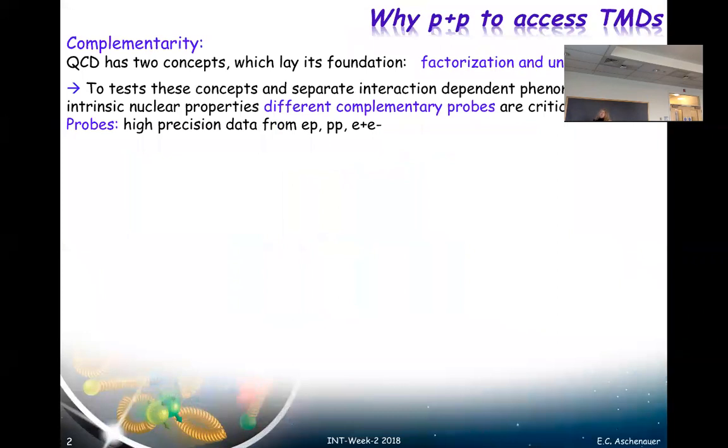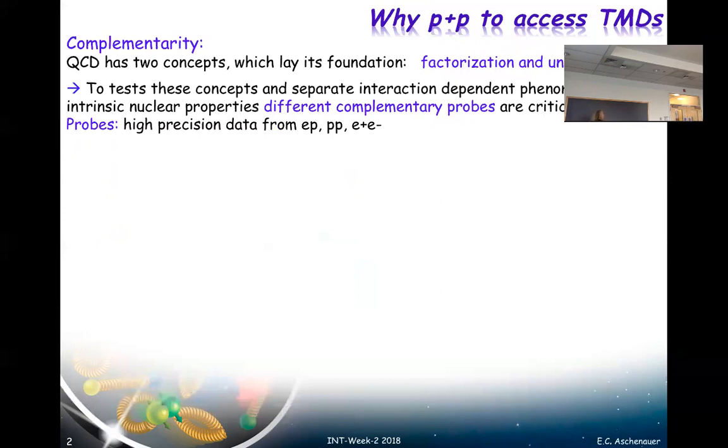So actually, and we have discussed it a bit yesterday already, why do you care about PP to access TMDs? I actually think it is absolutely critical for an EIC that you have the information from PP. First of all, you want complementarity. QCD has two concepts which lay its foundation: factorization and universality. And if you truly want to separate interaction-dependent phenomena from intrinsic nuclear properties, you need complementary probes.